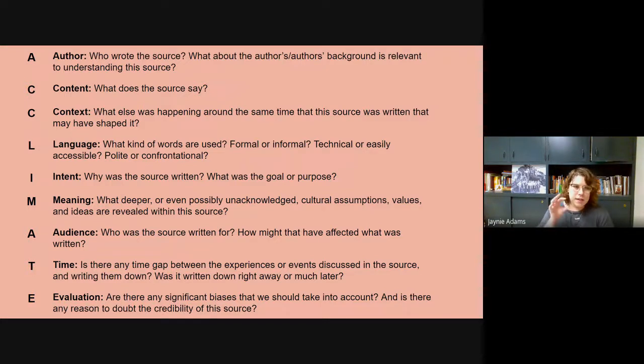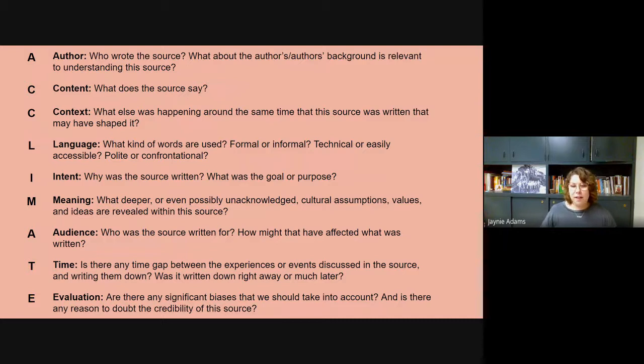Time. Is there any time gap between the experience or events discussed in the source and the writing down of those ideas? Something can still be a primary source if it was created 20, 30, 40, 50, 100 years after the fact. It still can be a primary source. We just have to be really mindful that time and memory shift and change the meaning, right? So historical significance changes over time. And how can we use this time gap in a source to understand how historical significance changes?